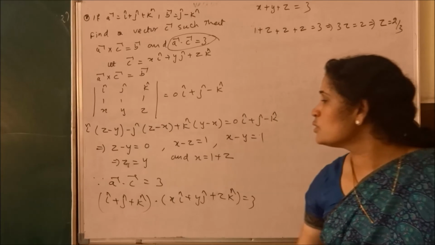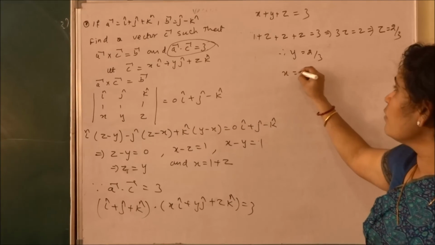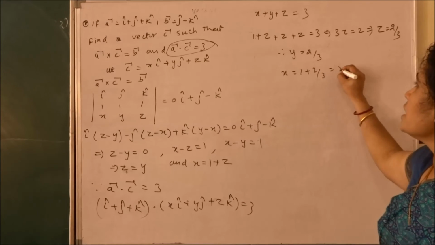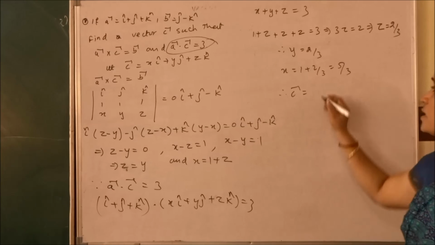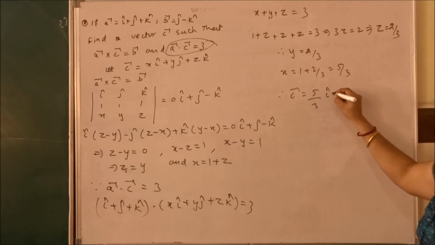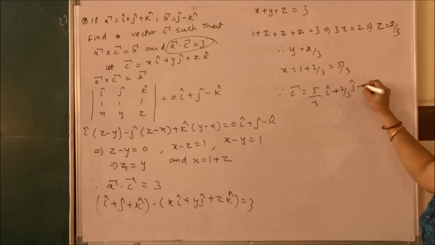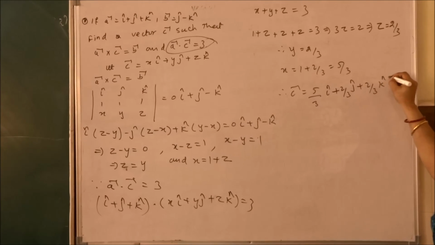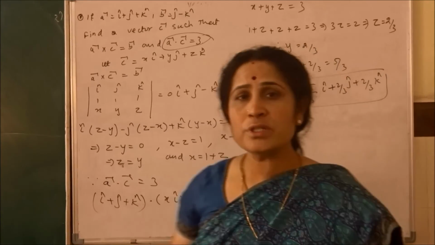If the z value is 2 by 3, therefore y also becomes 2 by 3 and x equals 1 plus 2 by 3, which equals 5 by 3. Therefore C vector equals, what is x? That is 5 by 3 i, plus y is 2 by 3 j, and plus 2 by 3 k. It is quite an easy one. Okay, clear? So I have given 8 simple questions now.